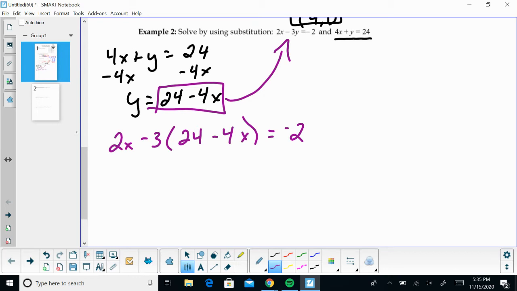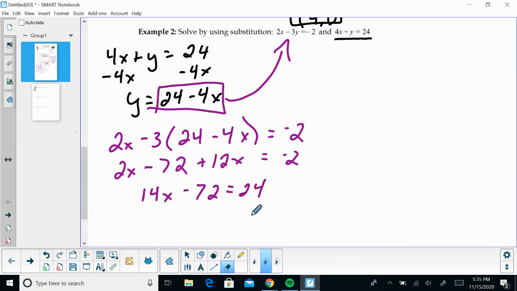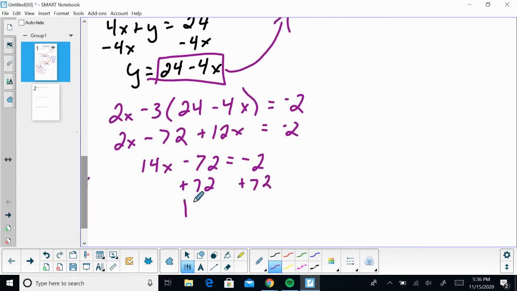And we're going to take this and solve it for x. 2x, -3 times 24 would be -72. And then -3 times -4 would be positive 12x equals -2. 2x plus 12x, that would be 14x minus 72. Ooh, not 24. I'm doing some crazy math in my head. Sorry, guys. We're going to add 72 to both sides. End up with 14x equals 70, divided by 14.